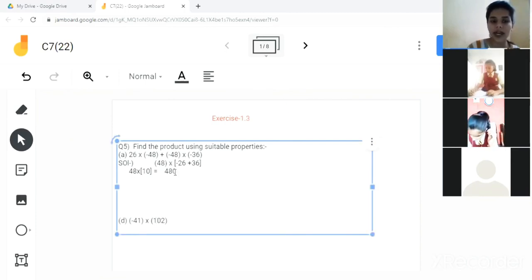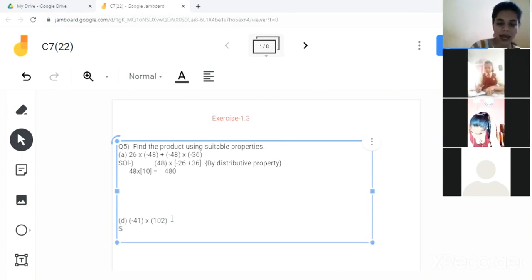Understood this thing? What we have done, we have applied the distributive property over here. So you can write here on the side, by distributive property. So by distributive property, you can take common and you can add the numbers and multiply it. Now here, how will you solve by applying the property? See, minus 41 into 102. If you multiply it, it will be a big calculation. So for solving it very easily, you can do one thing, children.